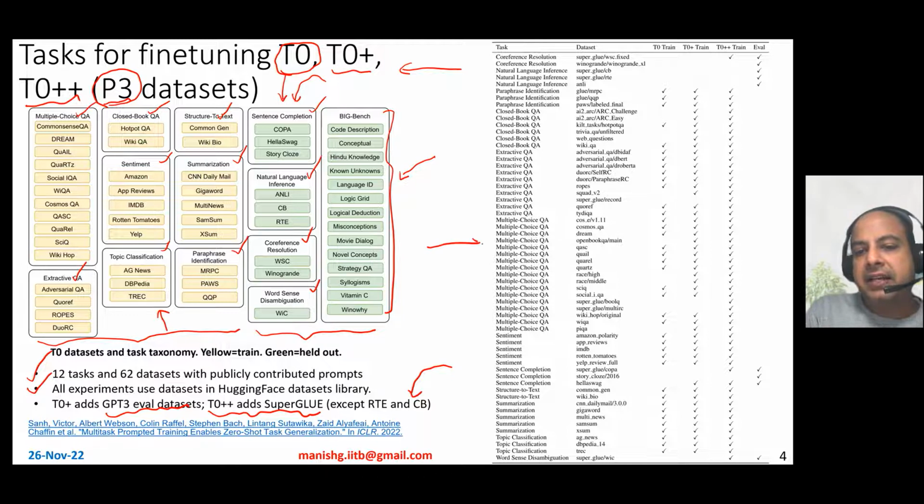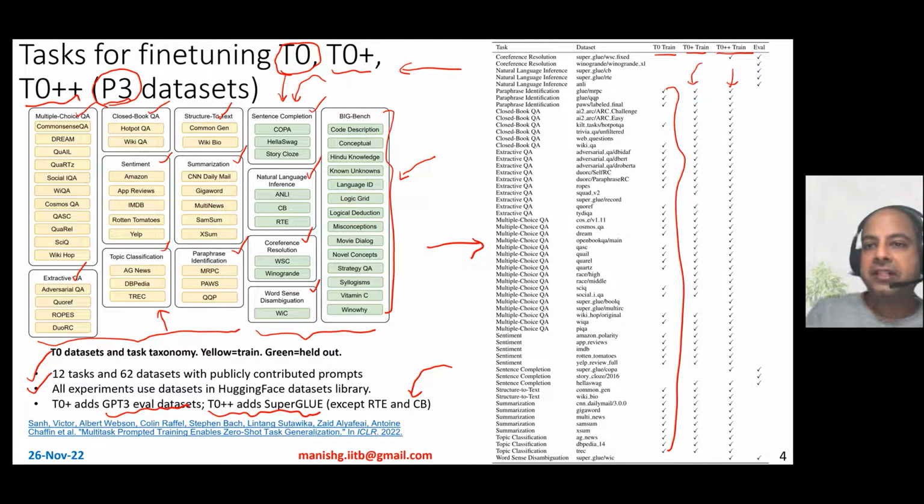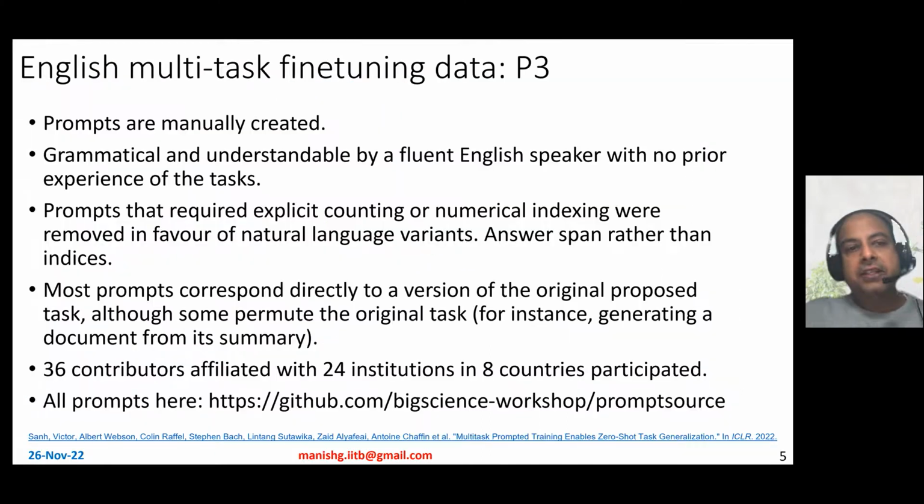This particular table shows you a comprehensive picture of what all data sets have been used for T0 training, T0 plus training, and T0 plus plus training. As we notice, for T0 training, the yellow ones that you see on the left side are the ones with the tick mark here. For T0 plus training and T0 plus plus training, you see there are more tick marks, so more of those data sets have been used for training those models. That's that.